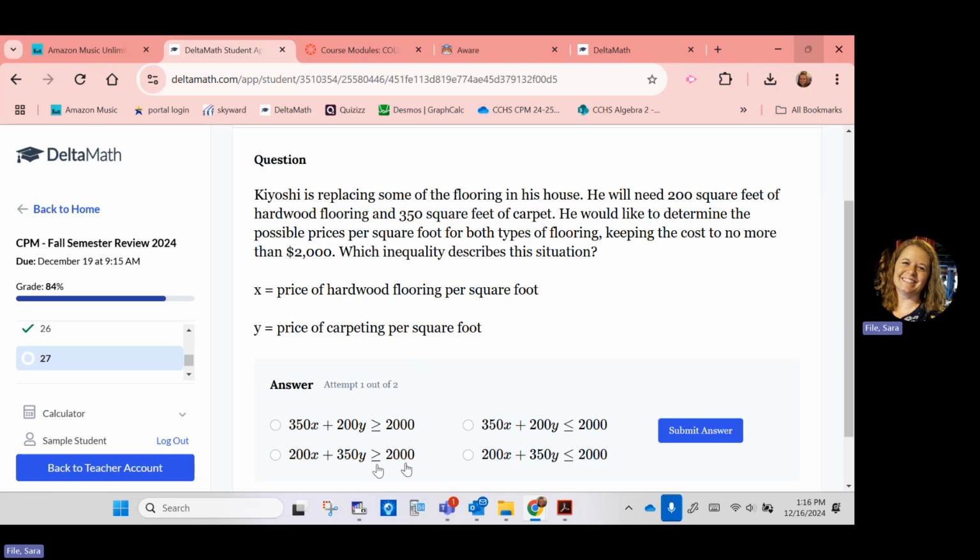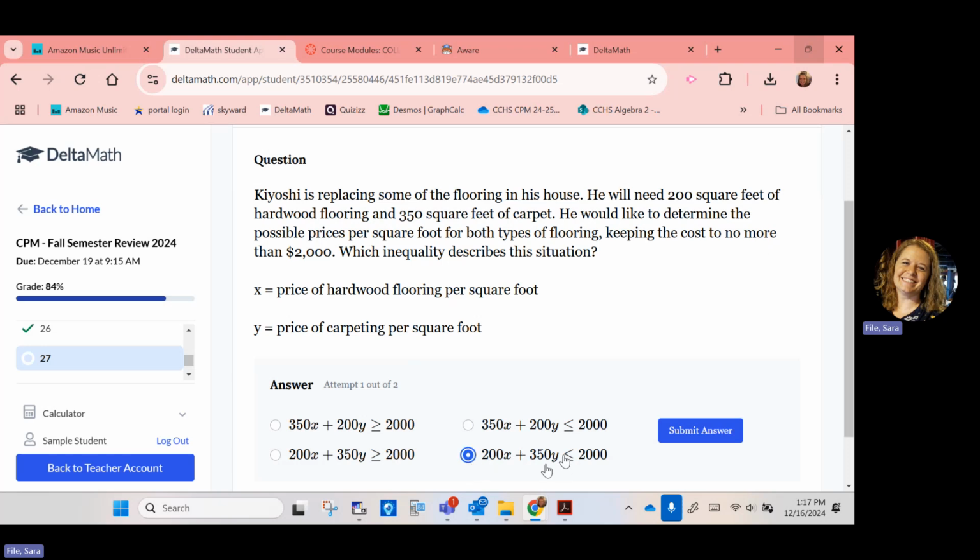The only difference here is our inequality. They want this total cost of the flooring to be no more than $2,000. This inequality reads greater than or equal to $2,000. This one reads less than or equal. No more than means it can be less, it cannot be greater. So it's got to be this one.